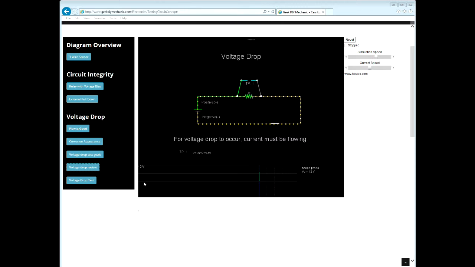The main purpose of this circuit is to refresh what you have learned about Ohm's law. Using Ohm's law, you can calculate the voltage drop across the load. Just to keep things simple, this circuit will have just one load to make it easier to see voltage drop in action.